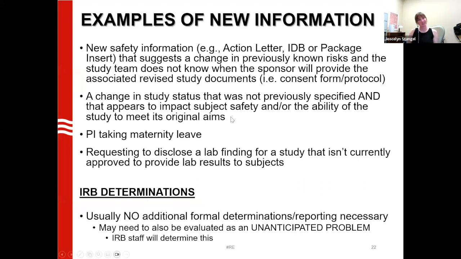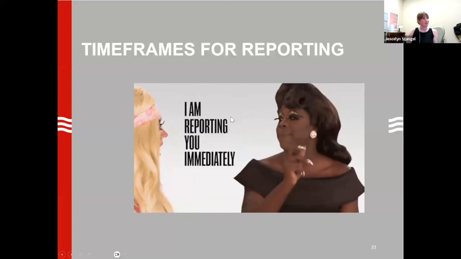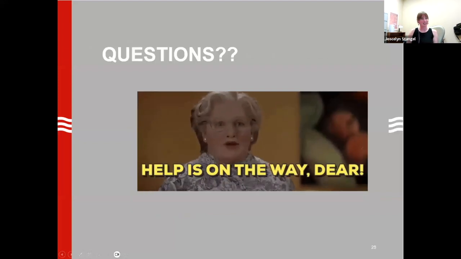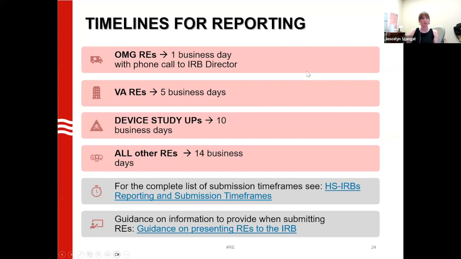Next slide. So on to our last objective, timeframes for reporting reportable events. I'll go through this quickly because I know we're coming up on time. Like Jesse mentioned, our OMG reports, you have to call these into the director within 1 day. These are events that are probably related, unexpected, and immediately life-threatening or severely debilitating.